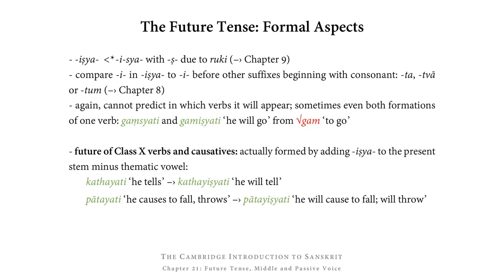Similarly, from patati, he falls, we get the causative patayati, he causes something to fall, he throws something. From that we get the present stem pataya. From that we then take off the final a, leaving us with pataya. To that we add ishya, giving us, for example, patayishyati, he will cause to fall, he will throw.